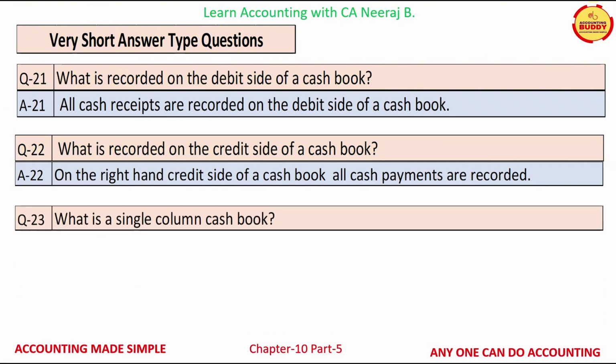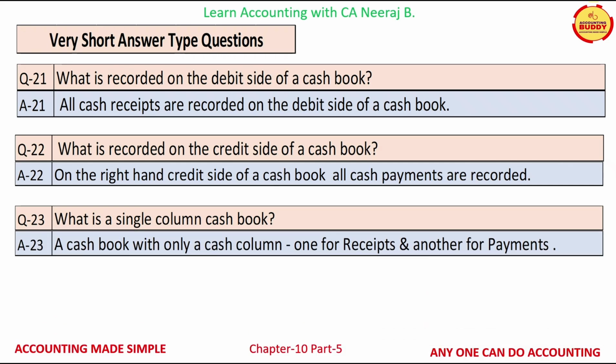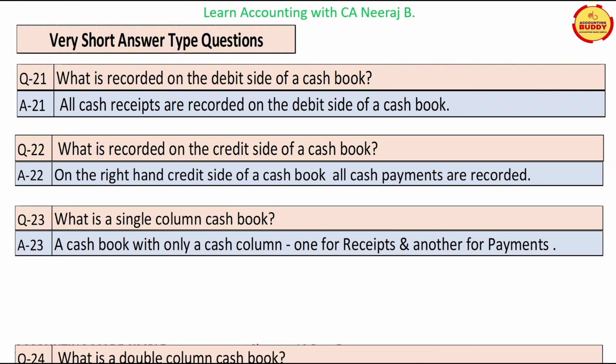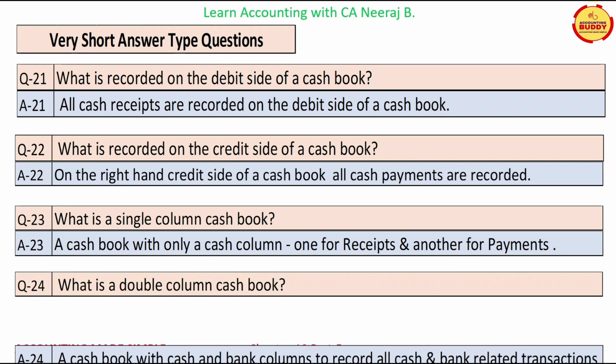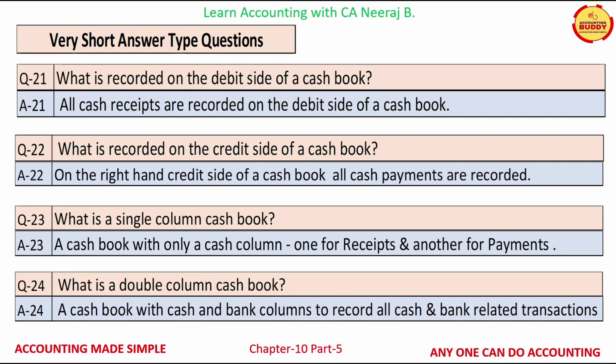Question number 23 is what is a single column cash book? And the answer is a cash book with only a cash column, one for receipts and another for payments. Question number 24 is what is a double column cash book? And the answer is a cash book with cash and bank columns to record all cash and bank related transactions.